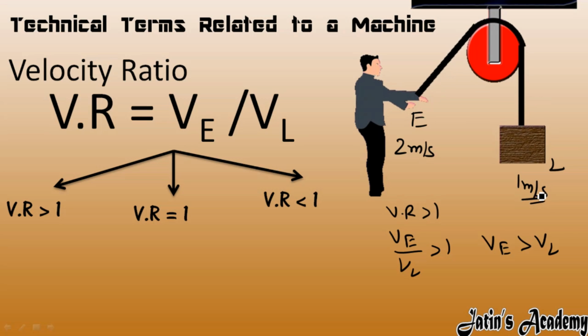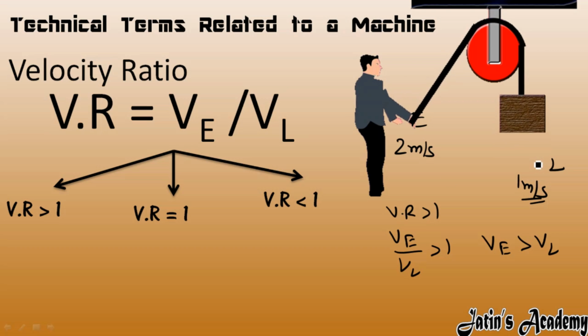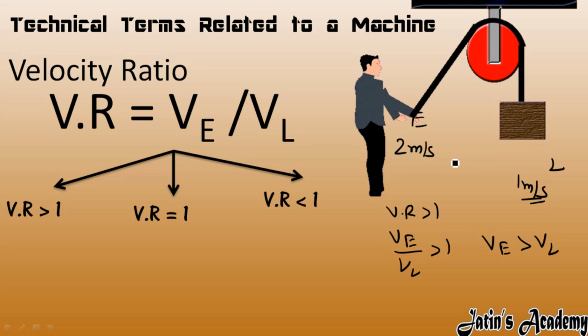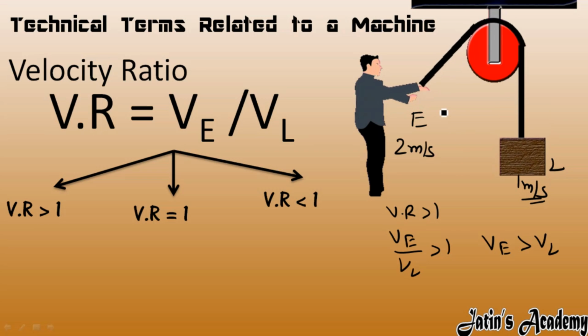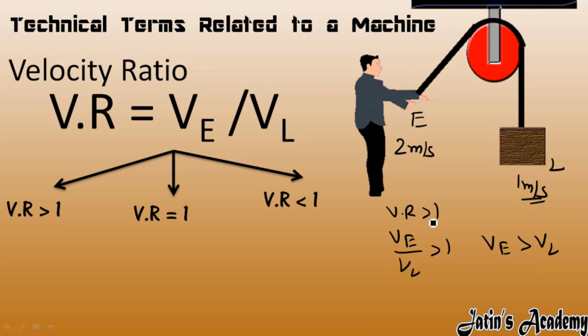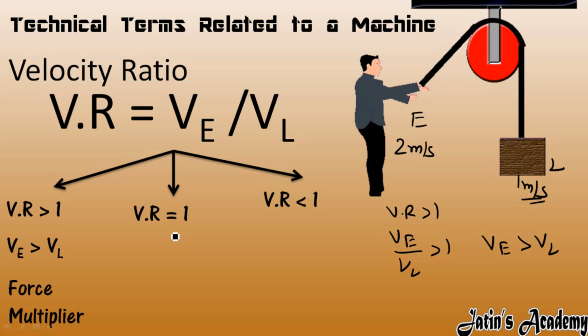It means that we are giving more velocity and we are getting less velocity. So speed gainer is not possible. So this is an example of force multiplier. In the force multiplier, we are giving more velocity and getting less velocity, but we are getting more force by applying less effort. So this machine acts as a force multiplier.